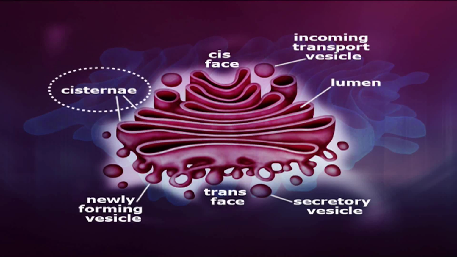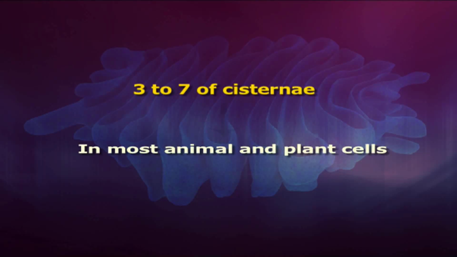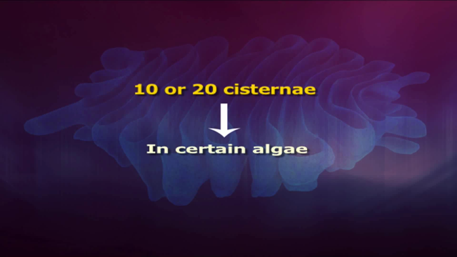Cisternae. The Golgi cisternae are arranged in parallel way to form stacks. Cisternae are separated by a space of 20 to 30 nanometer which may contain rod-like elements or fibers. Often, the cisternae are arranged concentrically with a convex or concave face. There may be from 3 to 7 cisternae in most animal and plant cells. In certain algae, there may be as many as 10 or 20 cisternae.